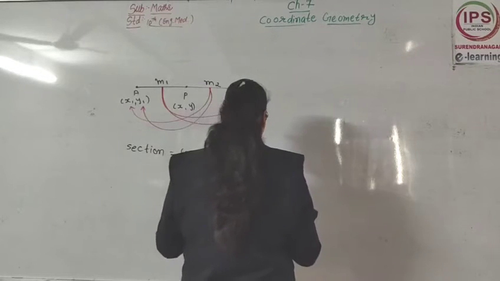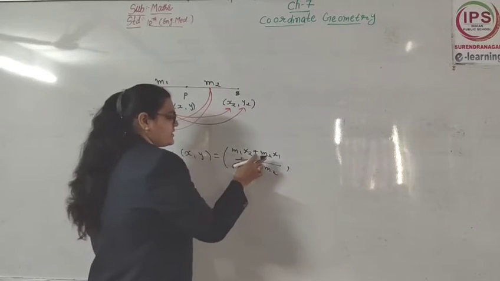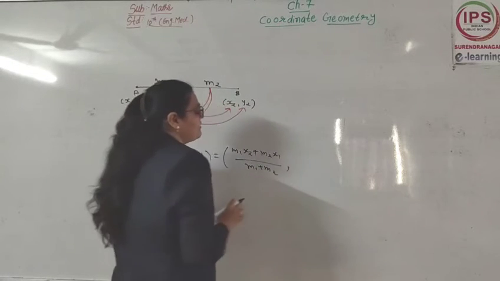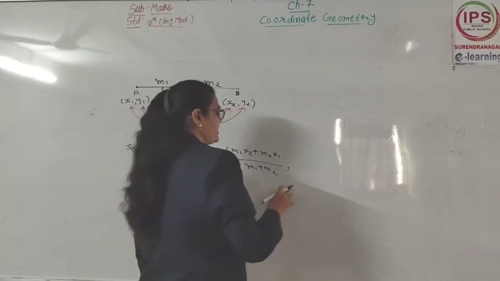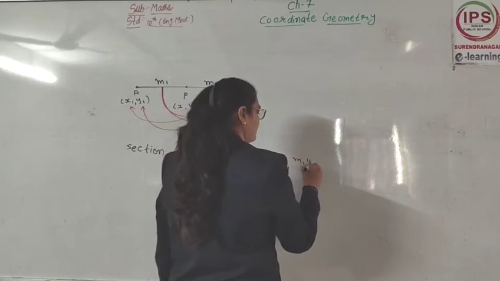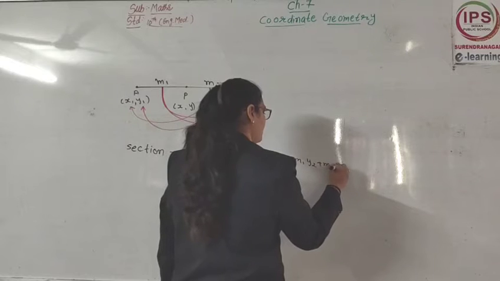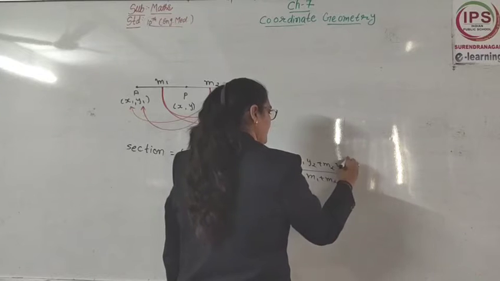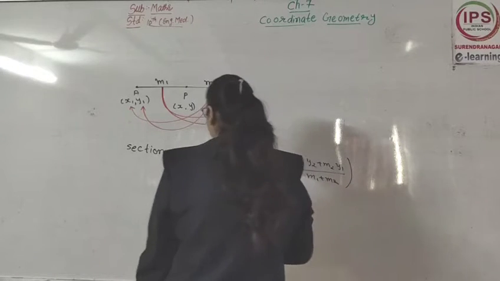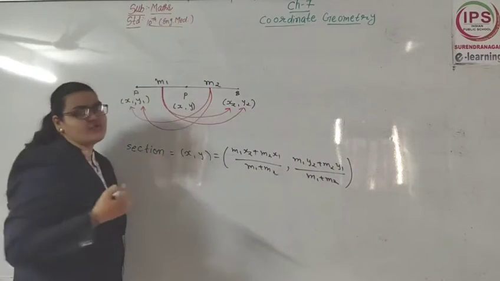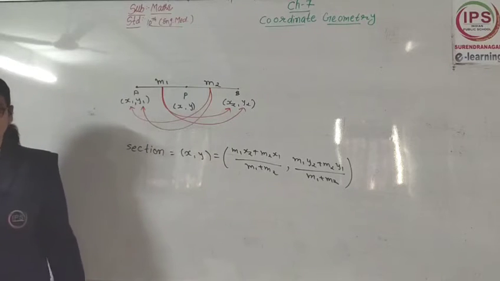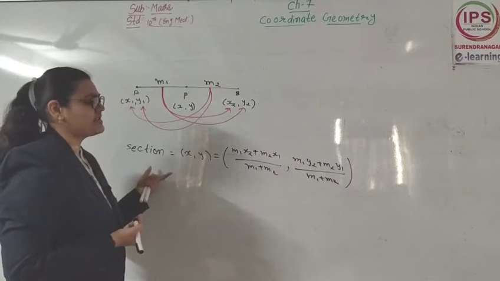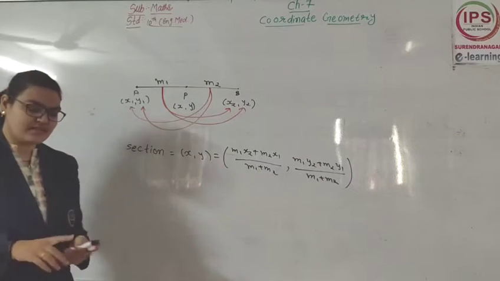This first one is for the x coordinate, and the second we are going to write for the y coordinate: m1 y2 plus m2 y1 upon m1 plus m2, bracket complete. So this is the section formula, and in this way you can remember it very easily. Clear? So this is the way to remember the section formula. Here the section formula is completed.